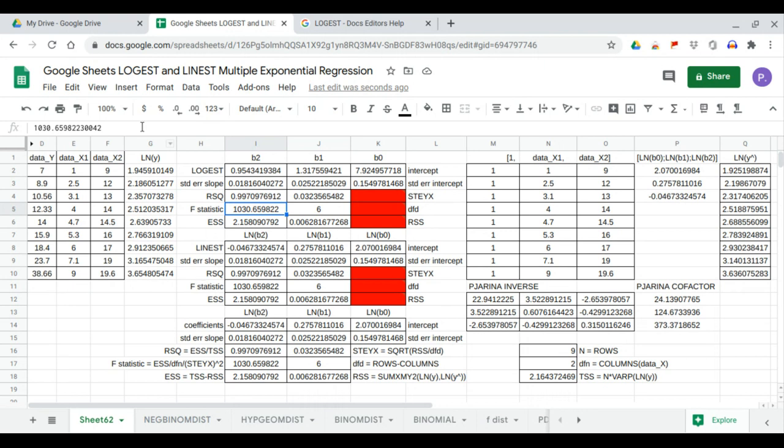This completes the comparison of the LOGEST and LINEST function in multiple exponential regression.